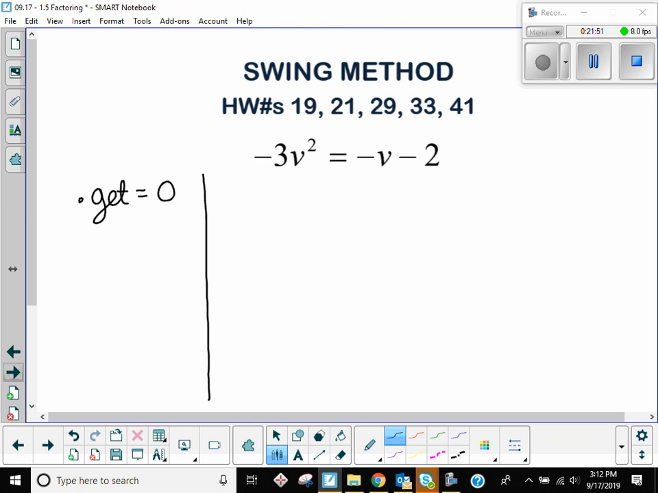If you moved the v squared over, you have this right now. And this is great because your a value is positive. But if you moved the stuff on the right to the left by adding it, you have this right now. And we don't like that because a is negative and it messes up our factoring methods. So, as a little side note, you need to make sure a is positive.